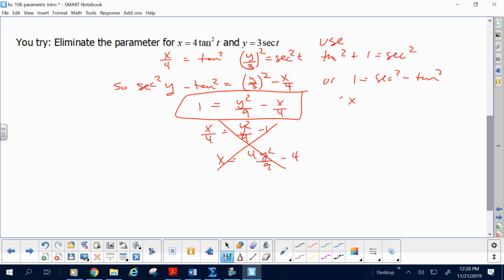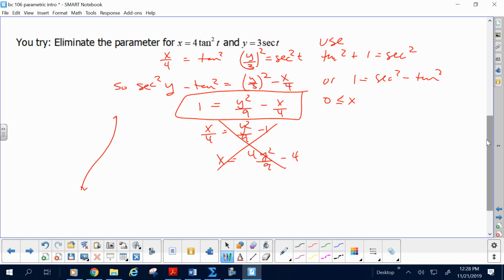What can tangent normally be? Tangent can normally be anything, do you agree? Okay, and so because of the square, what can tangent squared be? 0 and up, yeah? So x is restricted to only 0 and up, yeah? All right, so only positive x's.